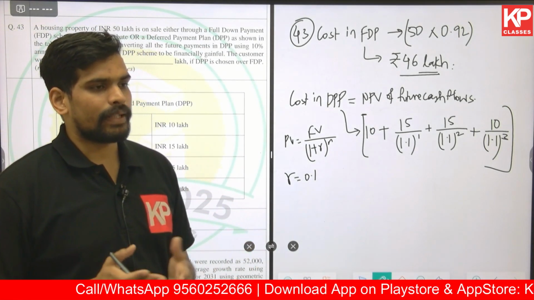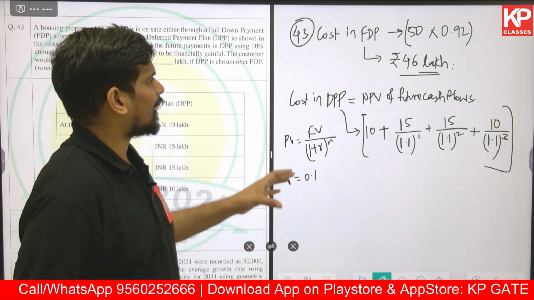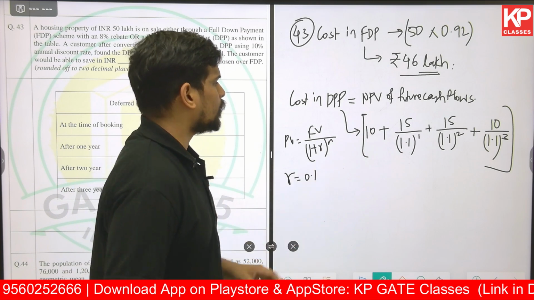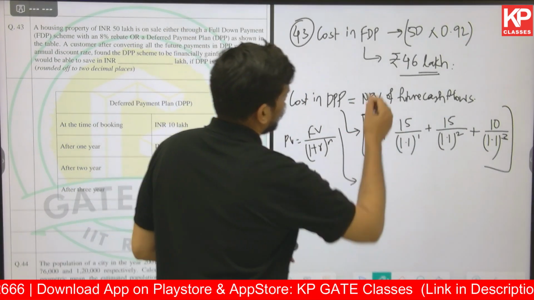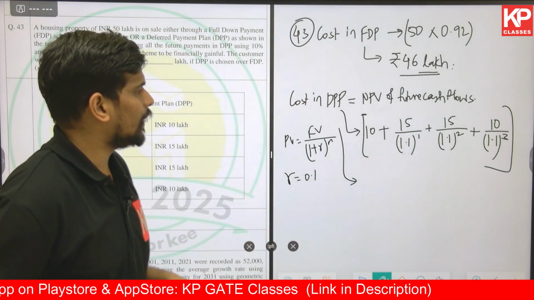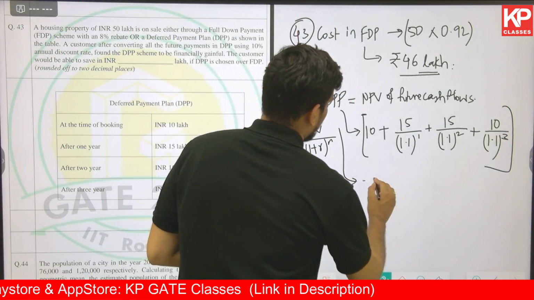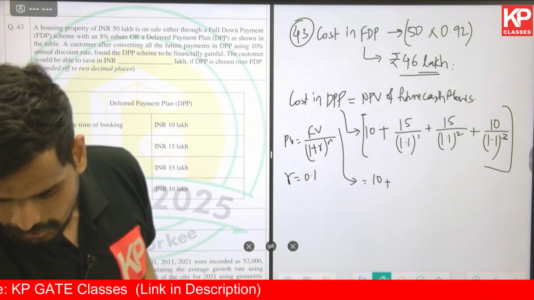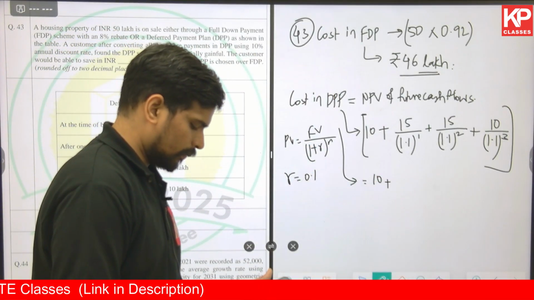Obviously this is going to be better. Instead of paying all that amount of 50 lakhs together, you're breaking that 50 lakhs into installments and paying with only a 10% discount rate. So in the first case, even with the 8% discount, it is ending up being costly. Let us see how much costly. So that's going to be 10 plus, you can use your calculators, 15 divided by 1.1.